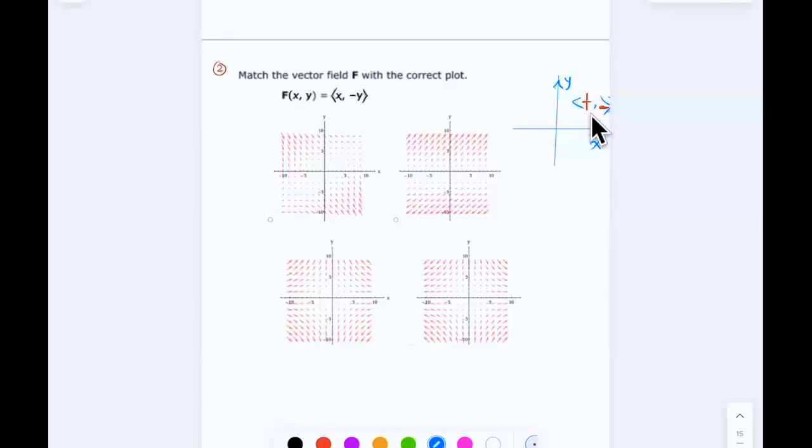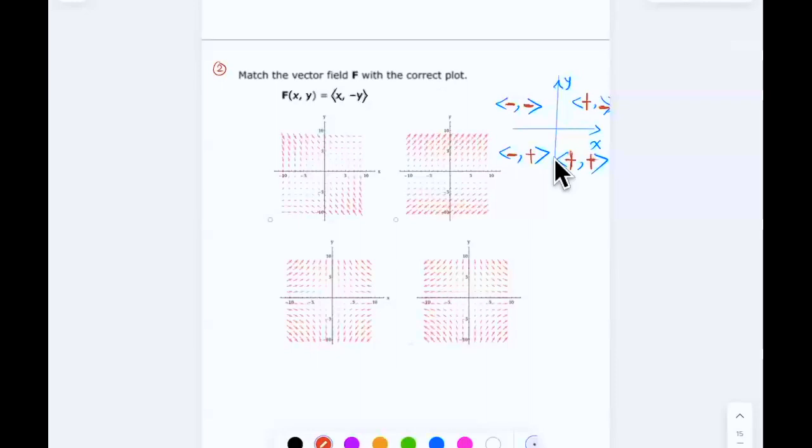Let's look at the second quadrant. What will be the sign for the first and second component of the vector? X is negative, and Y is positive, so the second will be negative. Then in this one, X is negative, so negative, and the second component will be positive. And finally, this one is positive, and then positive.